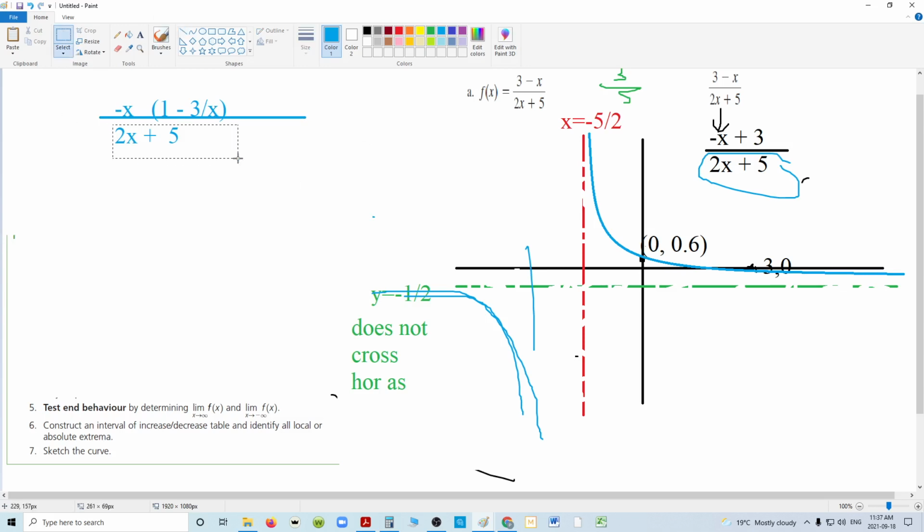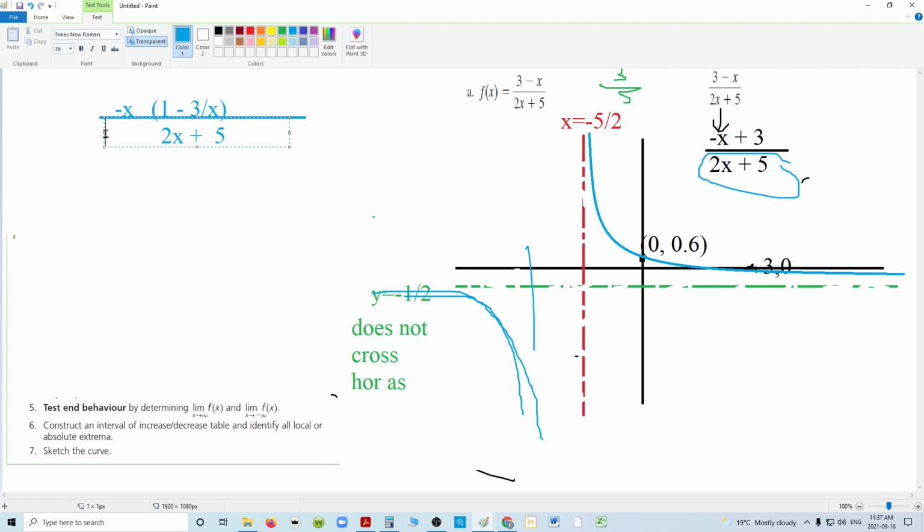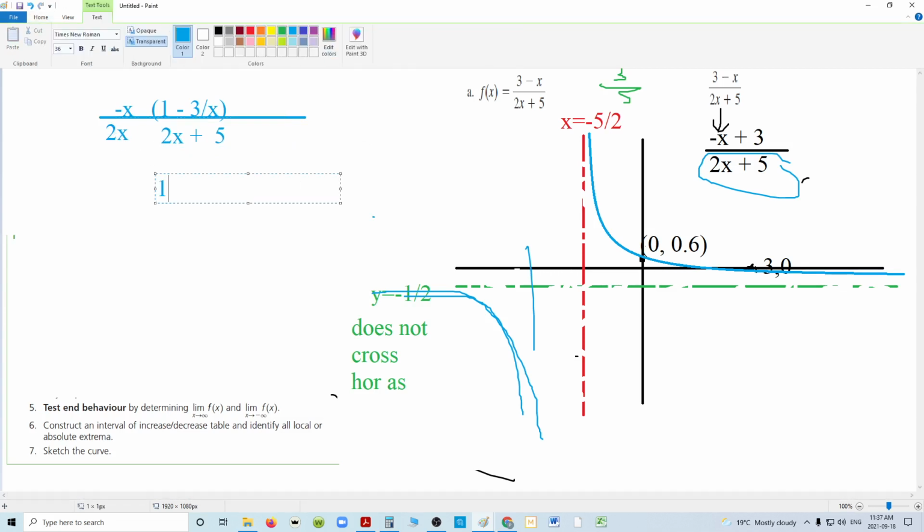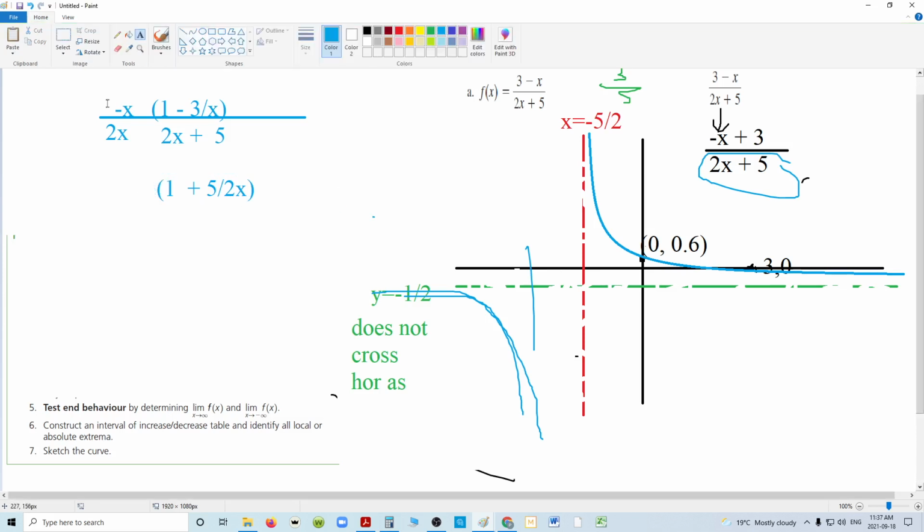I'm going to treat it like a bracket. I'm going to factor out 2x. When I factor out 2x from the first term, I'm left with 1. When I factor out this next one, I'm left with 5 over 2x. So that's what I'm left with as a factored version.